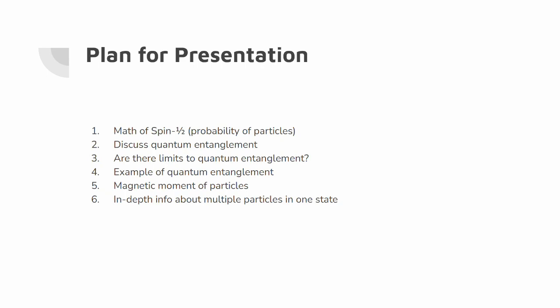She's going to talk about an example of quantum entanglement and the magnetic moment of particles. Lastly, Trevor's going to take over and go in depth about how multiple particles work with spin one half, so we can see the differences between one particle of spin one half and multiple particles of spin one half.